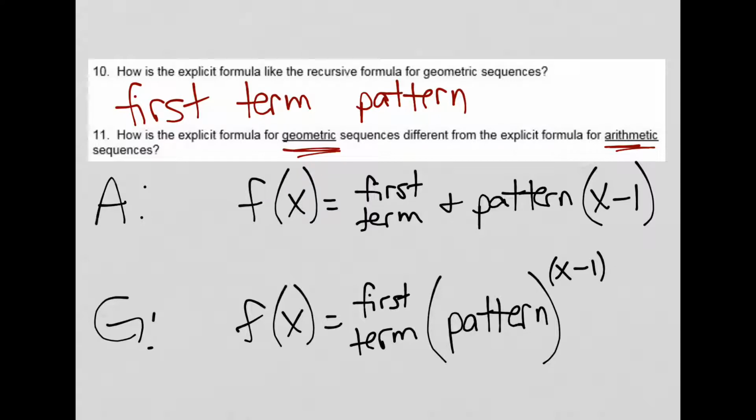So a lot of it looks the same. If you weren't paying attention, if you were kind of zoning out, you would think they were the same. They each have the first term, they each have a pattern, they each have an x minus 1. But in the geometric, this is teeny tiny font right here. That's an exponent. It's raised up in the corner. It's smaller. It stands for multiplying over and over again. In the arithmetic one, this is not teeny tiny font. This is big normal font that you're going to end up distributing that pattern through, and that multiplying is the shortcut for adding over and over again. So that's why that one ends up being multiplied.